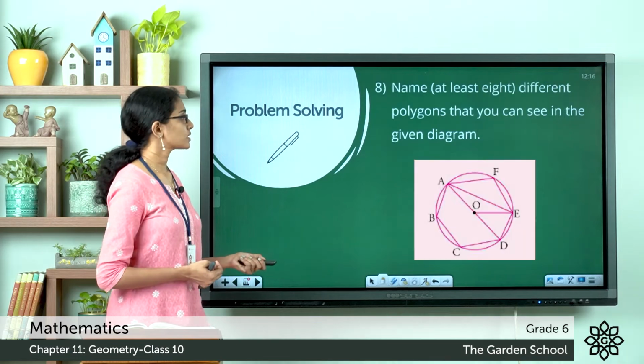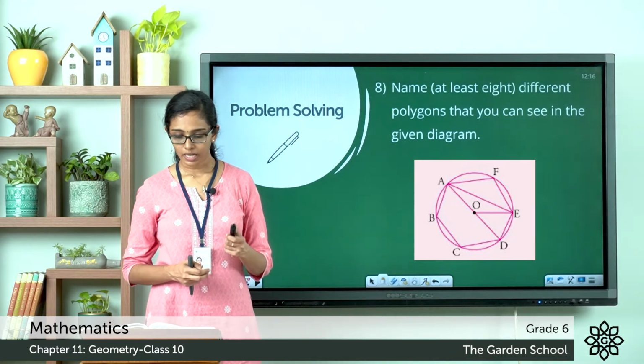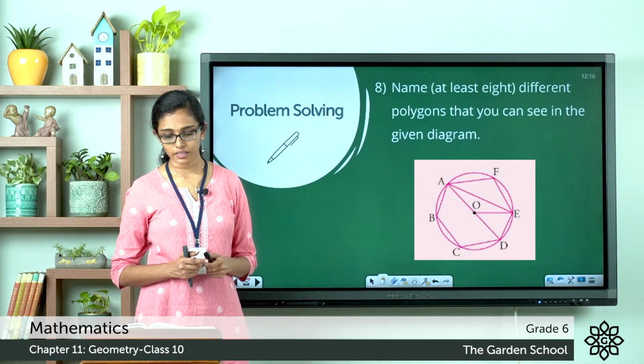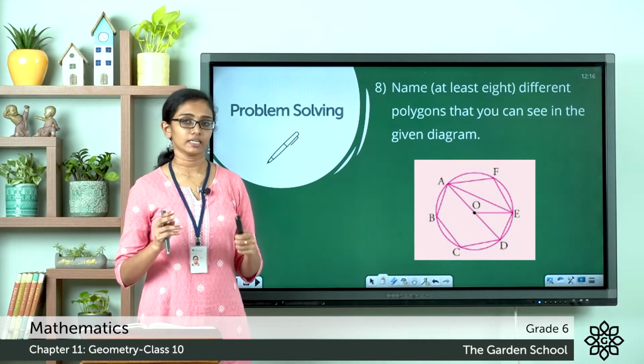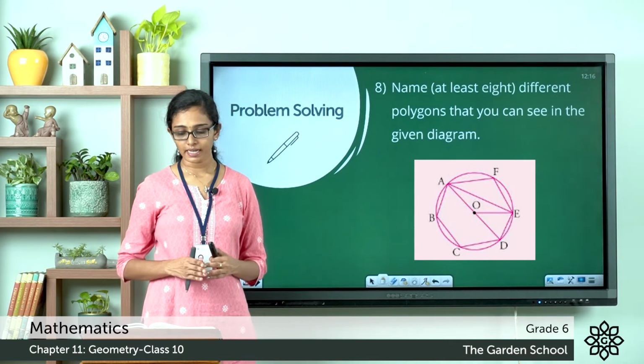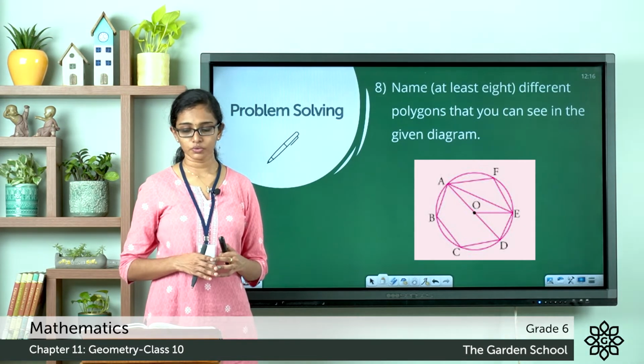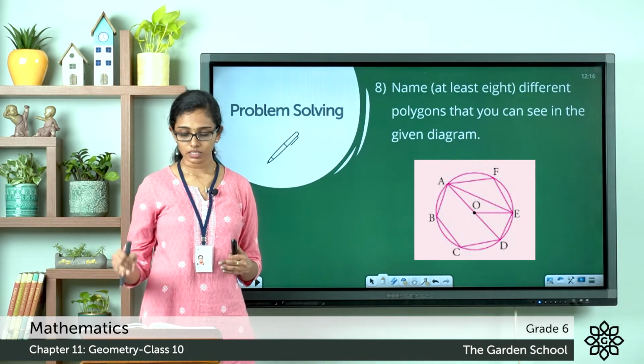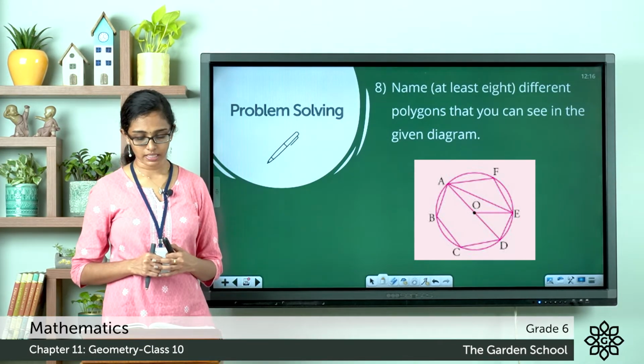Let's discuss the 8th question now. It says name at least 8 different polygons that you can see in the given diagram. So, have a close look at the diagram given in the textbook, and you have to name 8 different polygons that you can find in this figure given here.